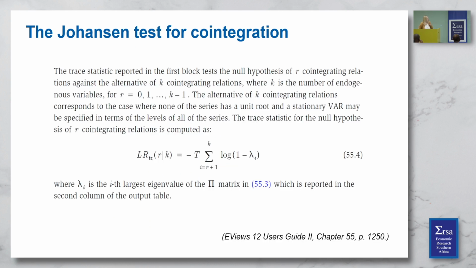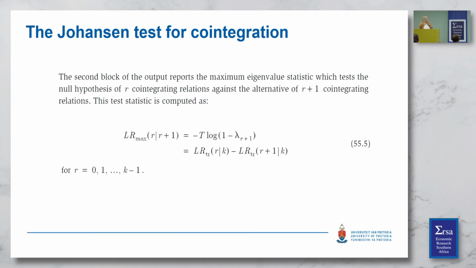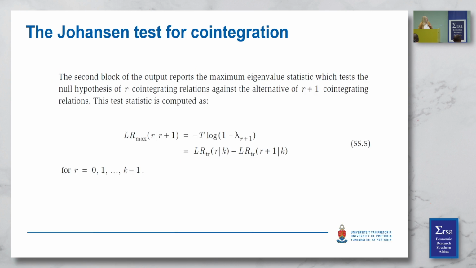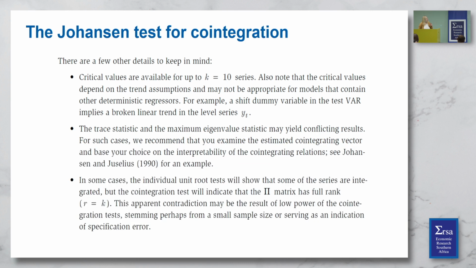Just a little bit more information about those likelihood ratio tests, the statistics, the trace stat and the maximum eigenvalue stat, and how we calculate them. You can see once again, just like the model selection criteria, they use the same ingredients, the log likelihood, the number of parameters, etc.